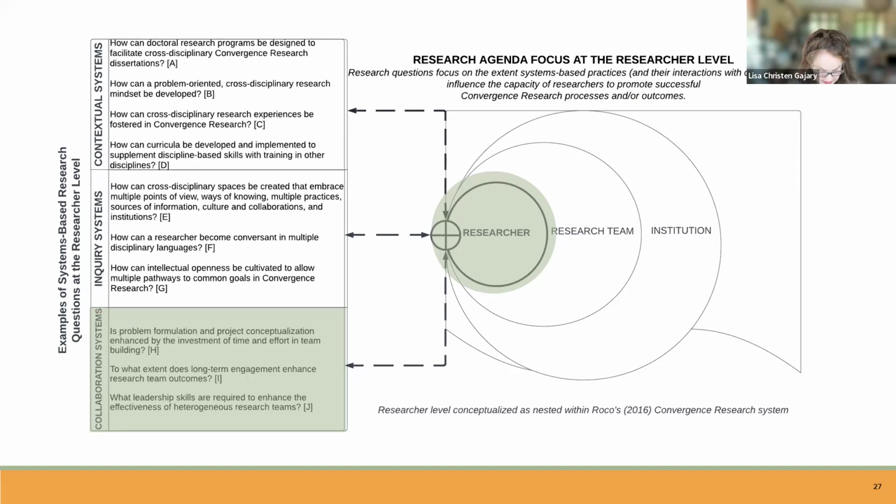What does that look like in terms of long-term engagement and team outcomes, engagement with fellow teammates over time, because it's a protracted process to engage in convergence research? And so what can be done to understand how that influences the researcher, and how the researcher then interfaces with that over time, and to bring in that dimension of time?